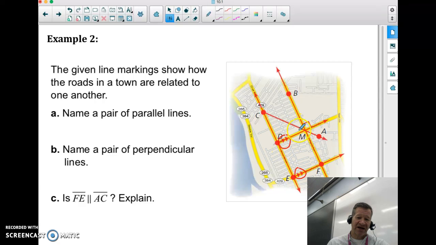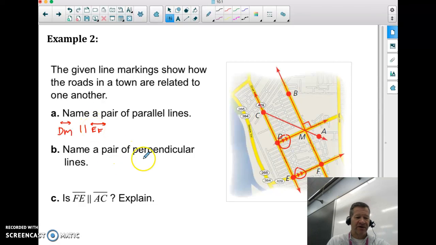So I can name this line DM, for example. I could also name it DA. I could also name it MA. Any 2 points. Don't name all three. So let's go with DM. So I can say that line DM is parallel to this line down here. Now that only has 2 points indicated on it, so we'll call that line EF. And those are parallel lines.